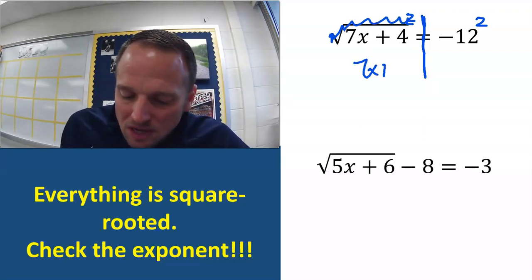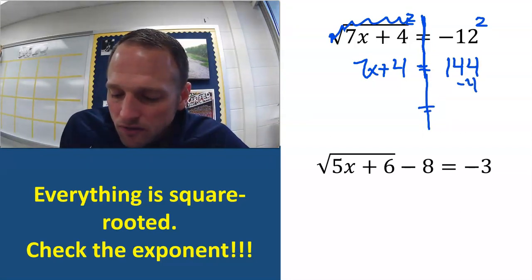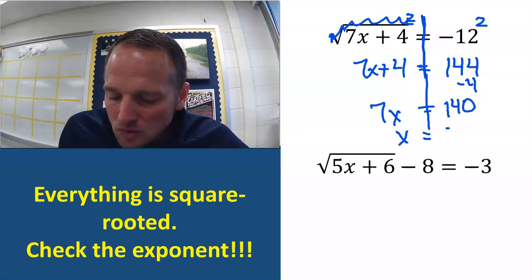On the left side, we've just got 7x plus 4. On the right side, negative 12 squared is going to be positive 144. Let's subtract the 4. 7x equals 140. Divide by 7, x equals 20.